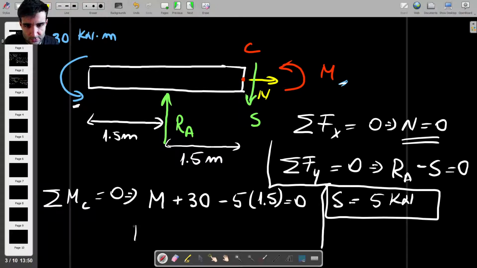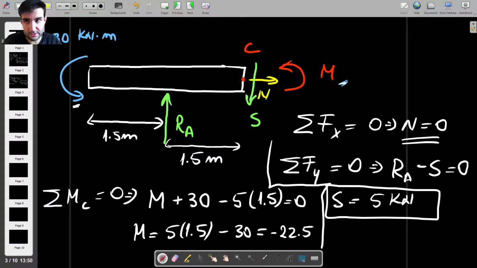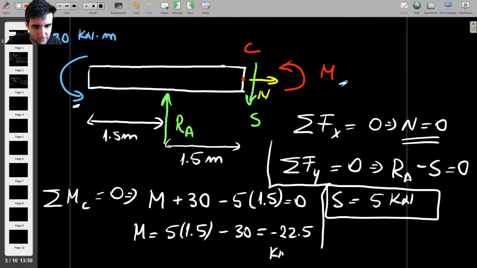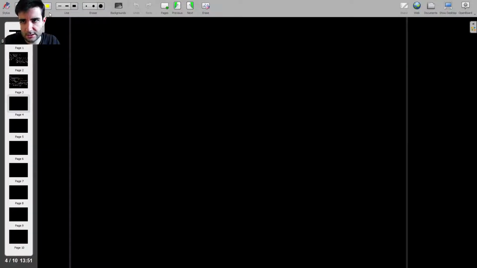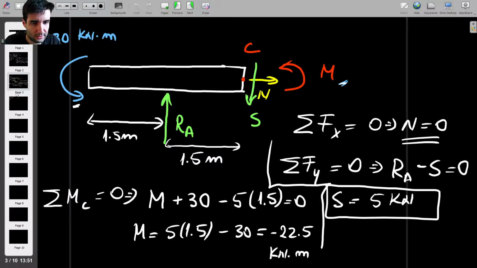Okay, so the moment is going to be 5 times 1.5 minus 30, which turns out to be, let's see, minus 22.5, and those are kilonewton meters. Okay, so we have a negative value for the moment, so let's talk about that for a bit. I'm going to compile all the results on this page. So we ended up with N of 0, which is what we expected to begin with.